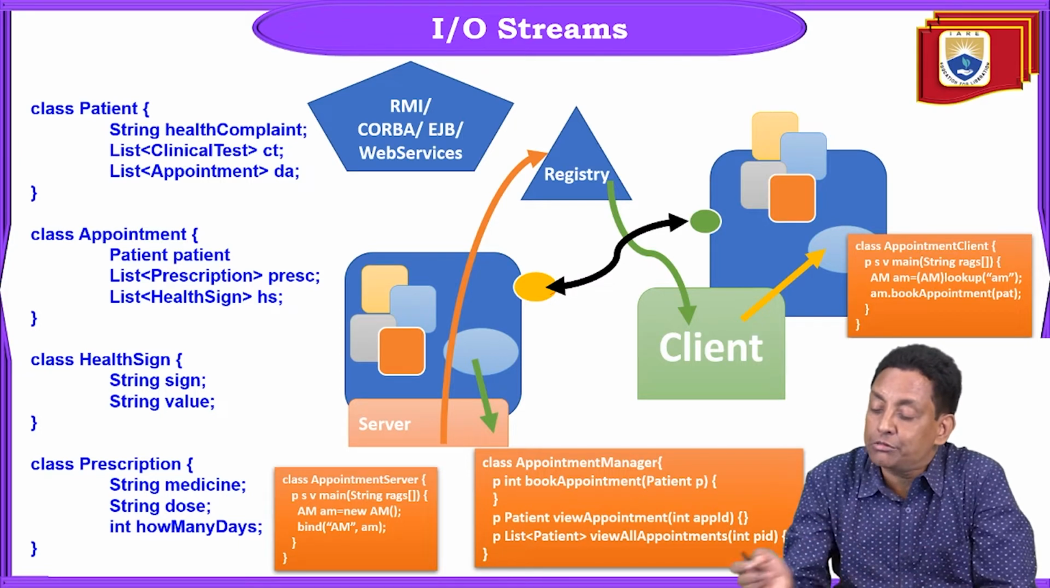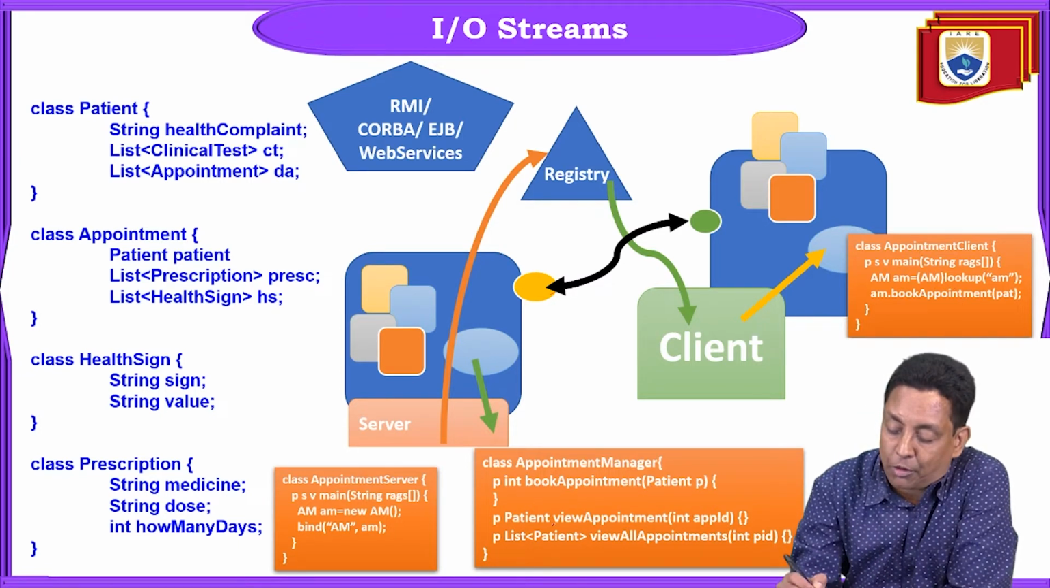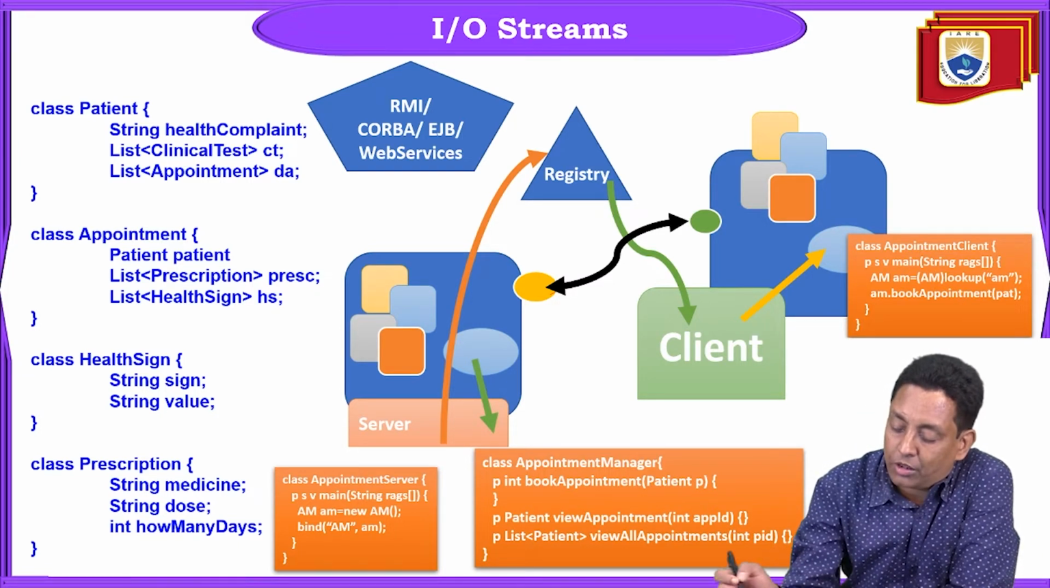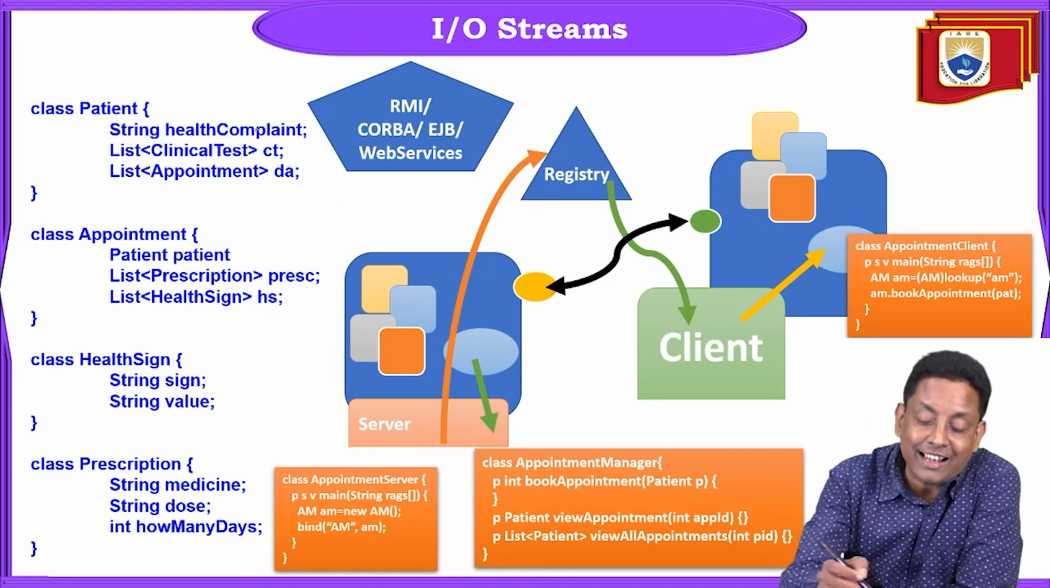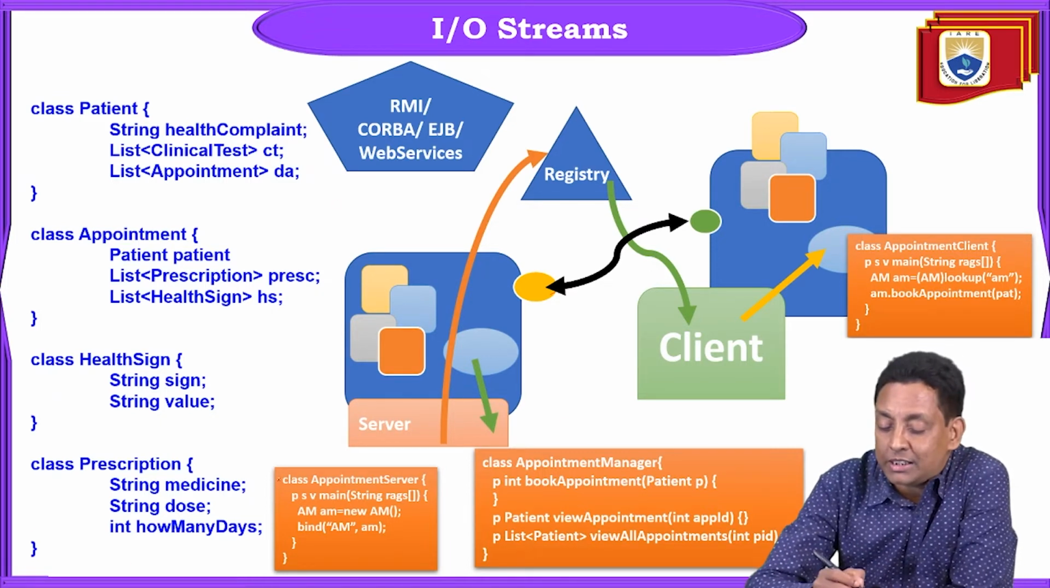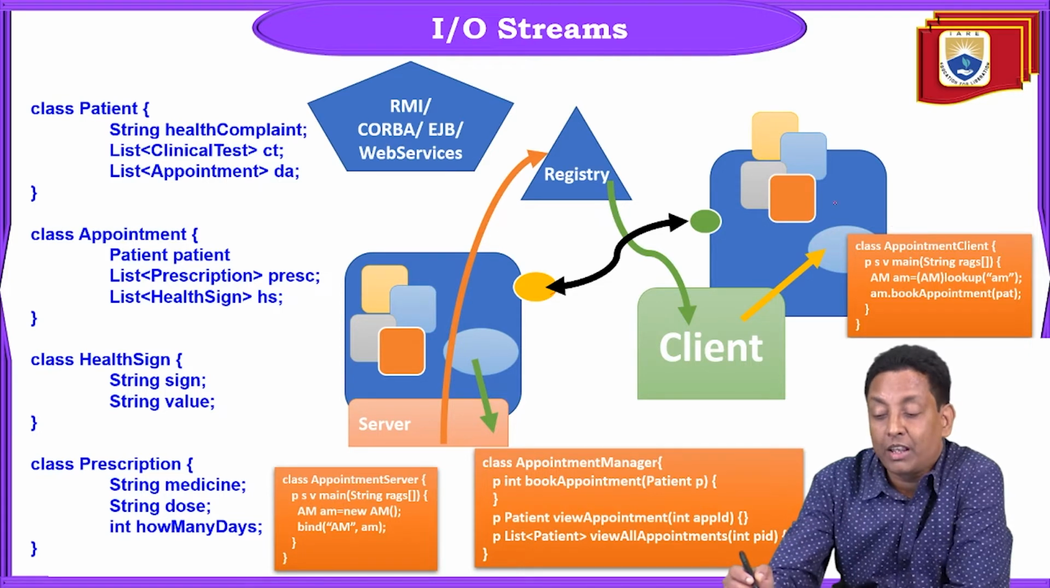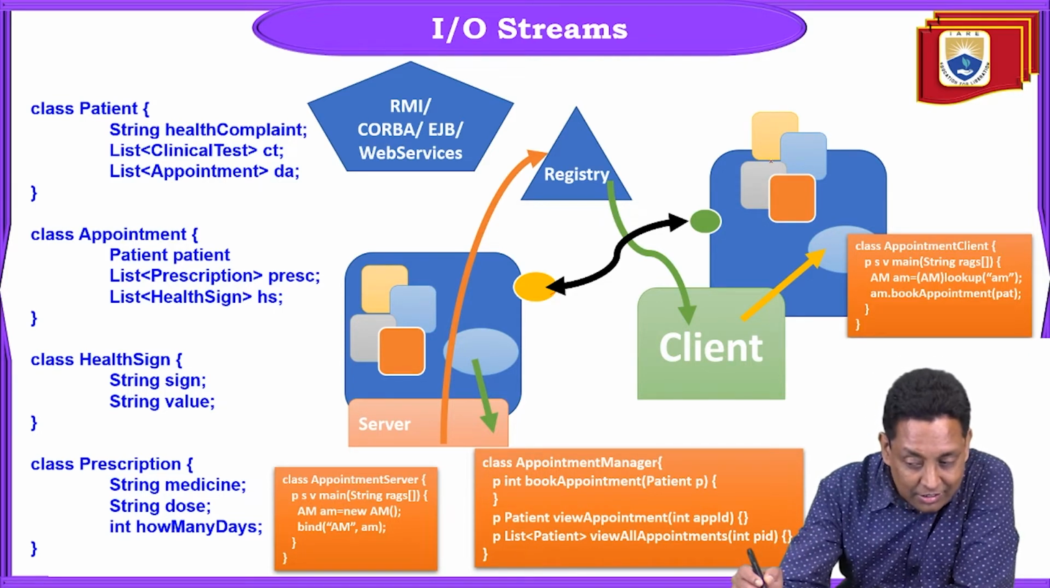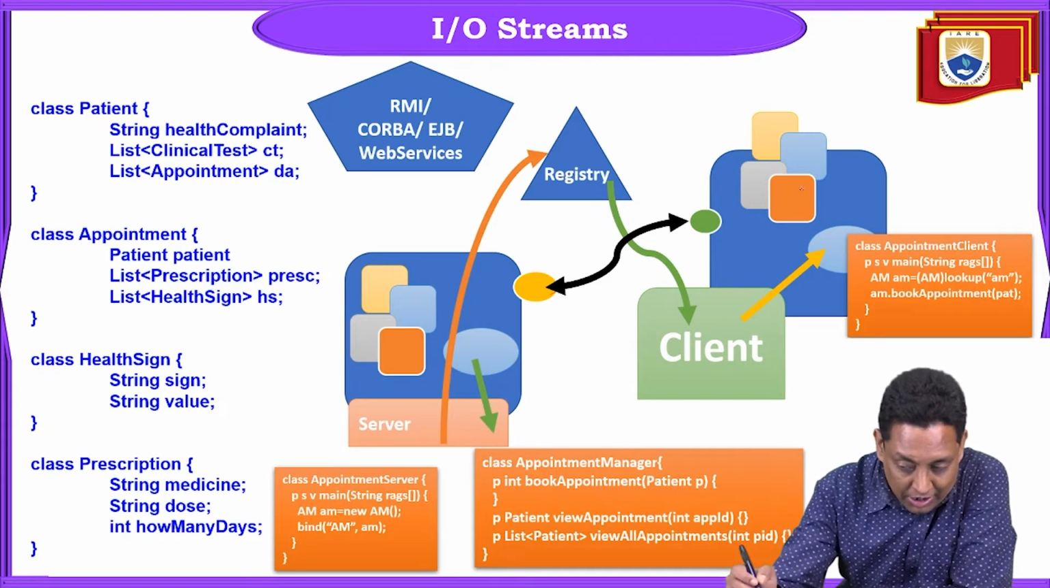In this application, when the client makes a request to book an appointment or view all appointments, an array of these class objects must be sent from server to client. The classes must exist on both server and client.